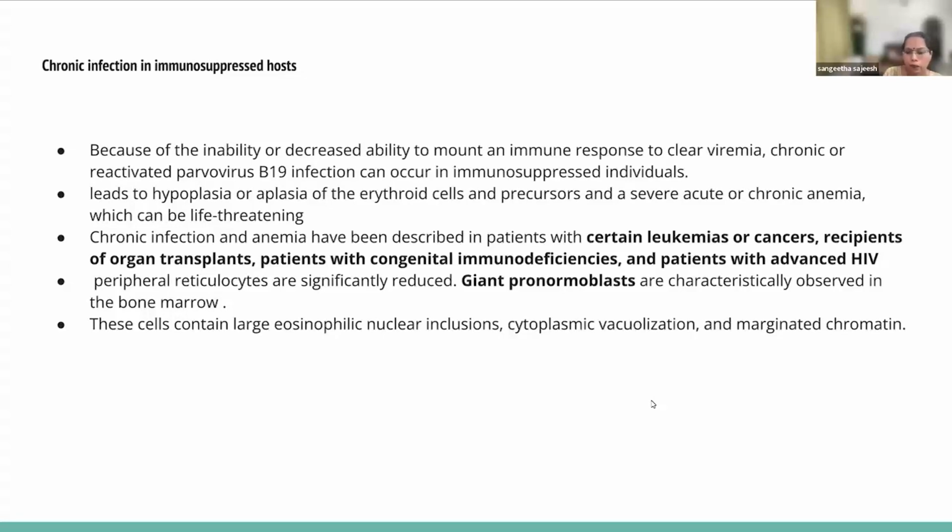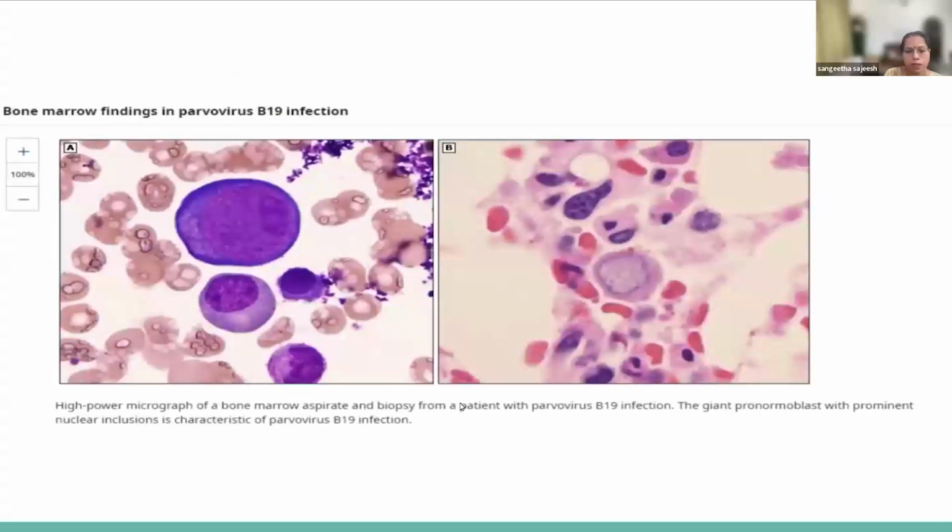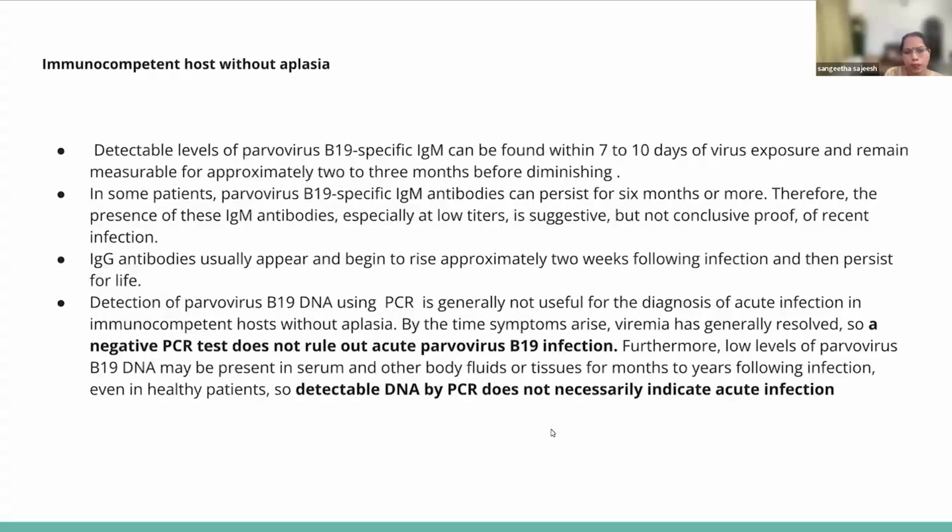So peripheral reticulocytes will be significantly reduced, and if we do a bone marrow, we can see giant pronormoblasts with large eosinophilic nuclear vacuolations. In an immunocompetent host without aplasia, a negative PCR test does not rule out acute parvovirus B19 infection. So with a negative PCR we cannot rule out a parvovirus B19 infection, but detectable DNA by PCR also does not necessarily indicate an acute infection.